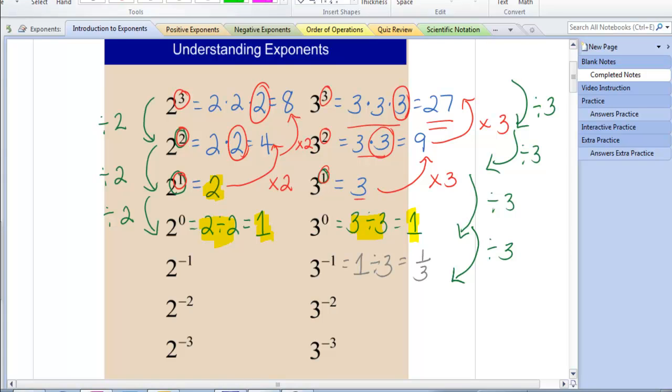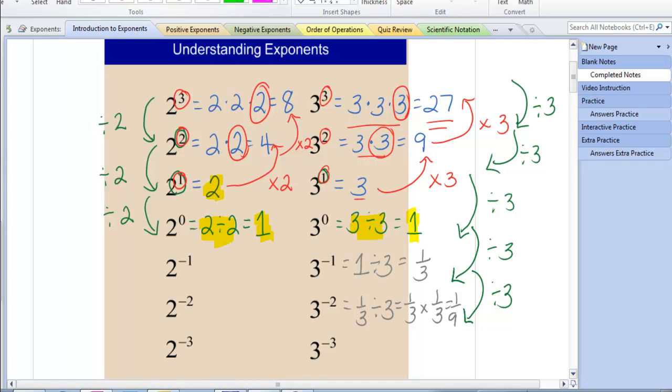So now, let's go down again, another exponent. So we're going to divide by 3 again. So we're going to take the previous number, 1/3, and divide it by 3. Now we know we can't divide a fraction by a whole number, so we have to change it to 1/3 times 1/3, multiplied by the reciprocal, which equals 1/9.